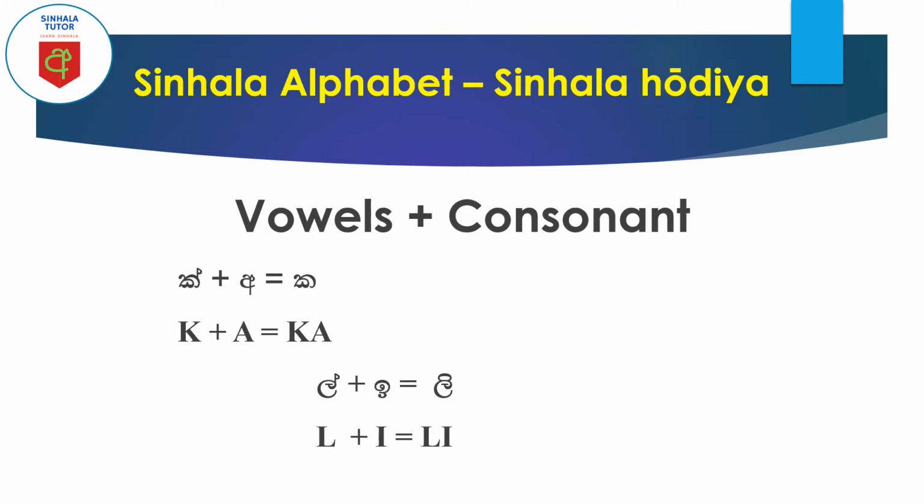what is important in the Sinhala language is that you will have something called pilla. So you use different pilla. You can see it in the next example. So the consonant plus the vowel e. The production of the letter is li.